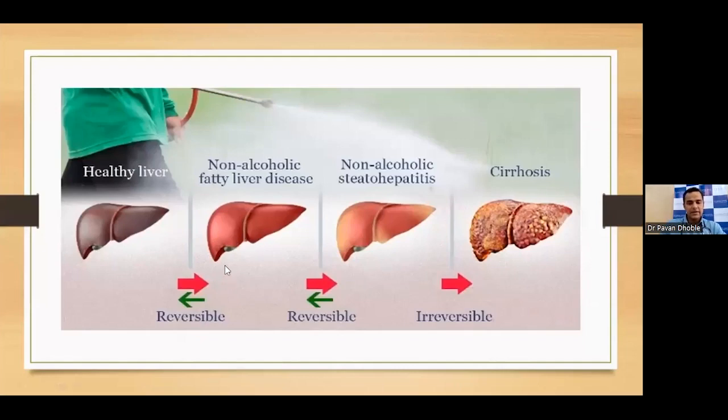This can be detected by a simple ultrasound, liver function test, and fibroscan. All these tests are available with us. Do contact your doctor to get your liver function test and ultrasound abdomen done, if you are obese or diabetic, to know at what stage you are.